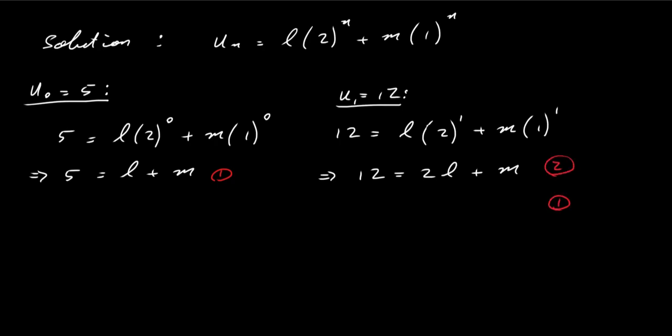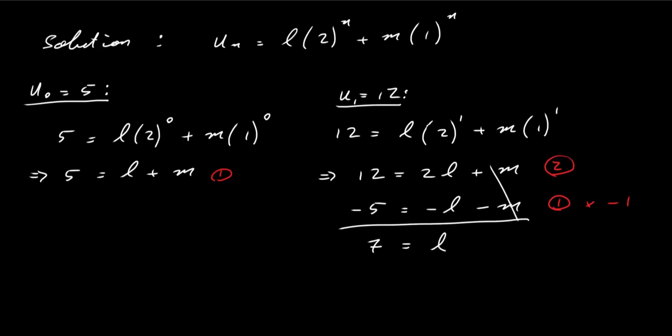Now I'm just going to take equation number 1 and multiply it by minus 1. Bring it down here. So that'll give me minus 5 is equal to minus L minus M. Just going to add these two. I'll have 7 here and I'll have L here, and this will cancel. So L is equal to 7.